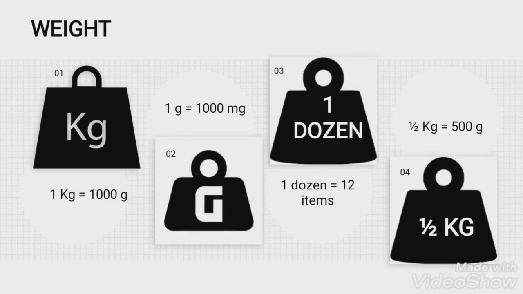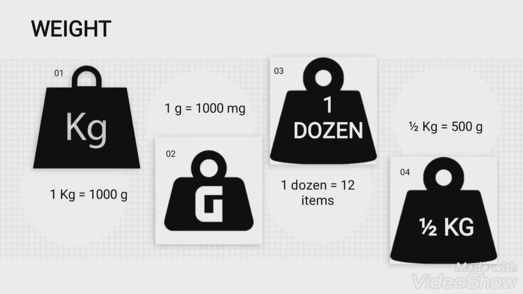Okay, moving on to the next slide, we will see some weight measurements, some formulas over here. Number first, the formula is in 1 kg there are 1000 gram. Understood, children? In 1 kg there are how many grams? 1000 grams. Second, in 1 gram there are 1000 milligrams. Third, 1 dozen is equals to 12 items.